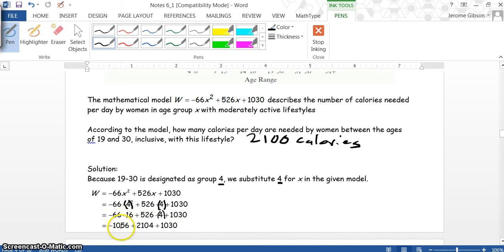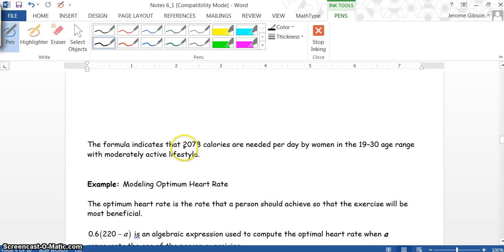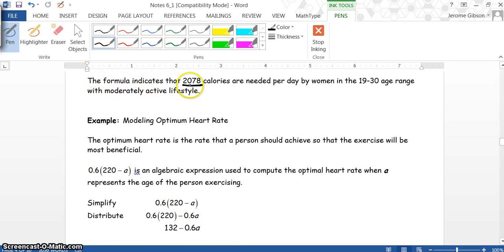Negative 66 times 16 gives us a negative 1056. 526 times 4 is 2,104. And then that's plus 1030. And when we add all of these up, this will give us an answer of 2,078, which is approximately the answer that we saw on the graph. The formula indicates that 2,078 calories are needed per day by women in the 19 to 30 age range with moderately active exercise.